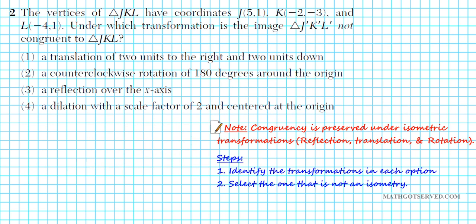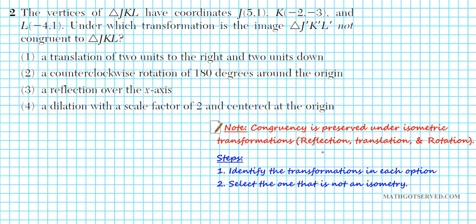All right, let's take a look at problem number 2. It reads, the vertices of triangle JKL have coordinates (5, 1), (-2, -3), and (-4, 1). Under which transformation is the image J prime K prime L prime not congruent to triangle JKL? Now, one thing you want to note is that congruency is preserved under isometric transformations.